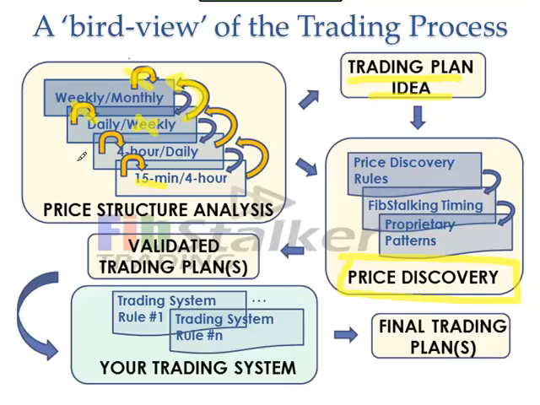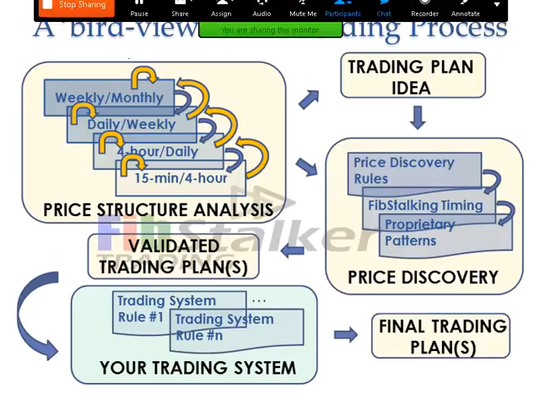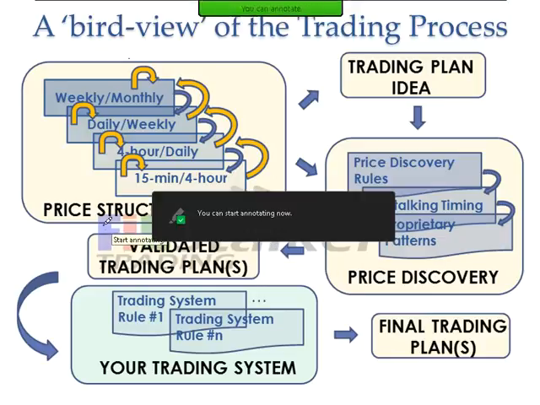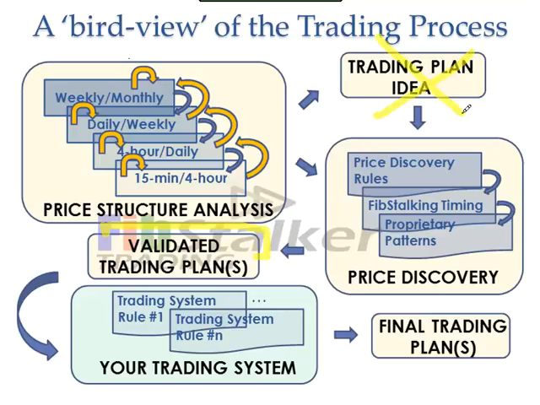This price discovery process takes the information that you learned from price structure, applies the price discovery rules, applies the FibStalker methods rules, applies the FibStalking timing applied to larger time frames, and applies proprietary patterns. So this process gets as an input the knowledge that you get from the price structure, and also the trading plan ideas that you developed at the very beginning when you were doing the price structure analysis. The outcome of the price discovery sub-process is that now you have a set of validated plans. This is a subset of the trading plan ideas, so some of them are gone because you passed them through the price discovery process. It tells you what can actually happen next.